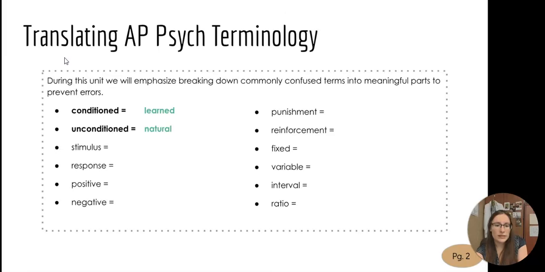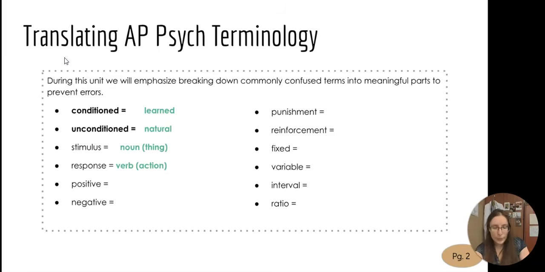A stimulus is always going to be a noun or a thing. Right? Some sort of physical wave, some sort of sound, smell, taste, something like that. A response is always going to be some sort of verb or action. So this can help you sort your stimuli and your responses.